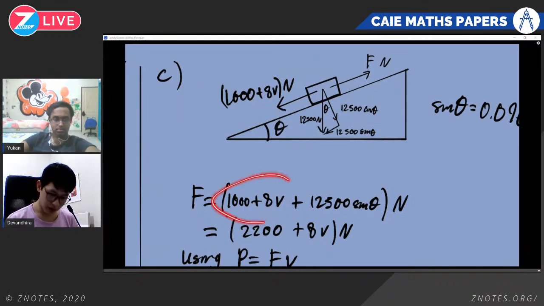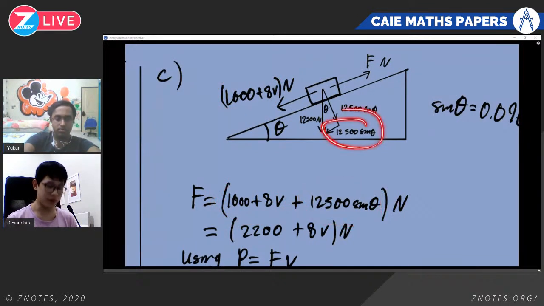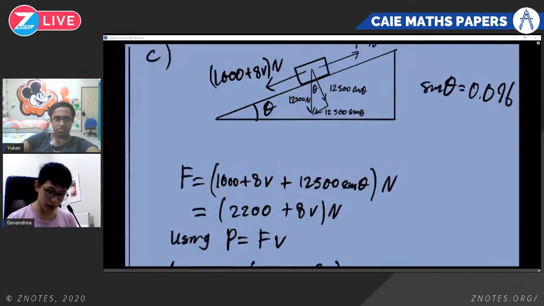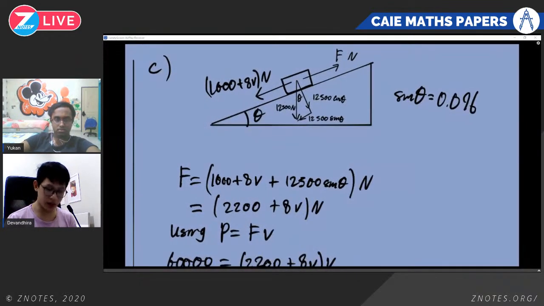So we have 1000 plus 8V coming from here, and also 12,500 sine theta coming from here. We add them together, and we can simplify this a bit more because they said that sine inverse of this angle right here is sine inverse of 0.096. That means sine theta is 0.096. We can just replace this here. 12,500 times 0.096. Then you simplify it. You don't forget to add the 1,000. You get 2,200 plus 8V. The 8V is still there.